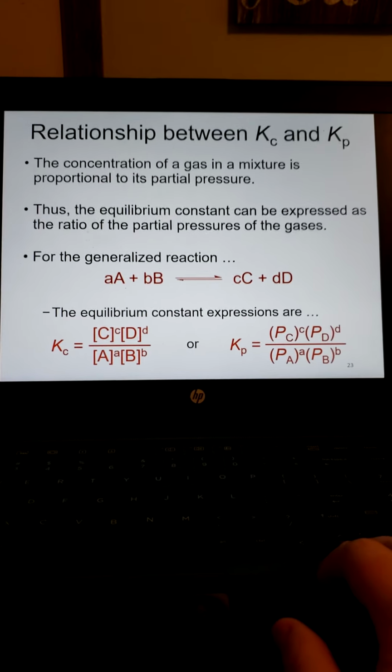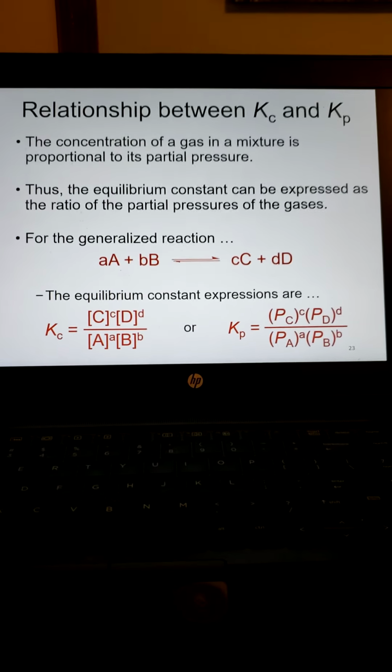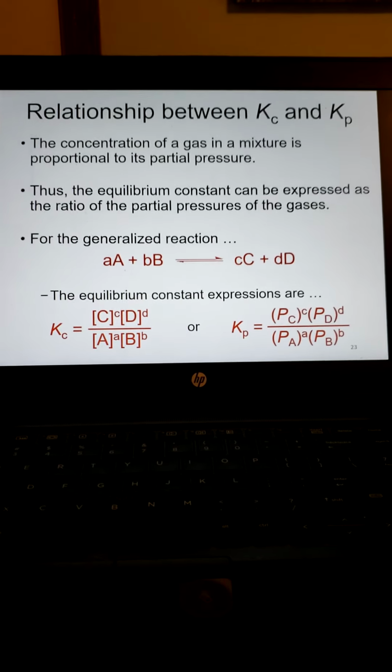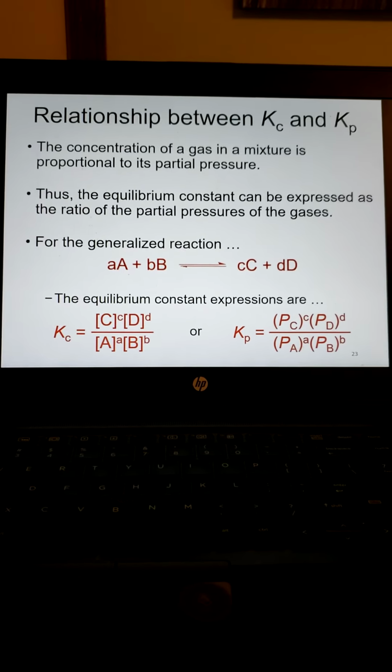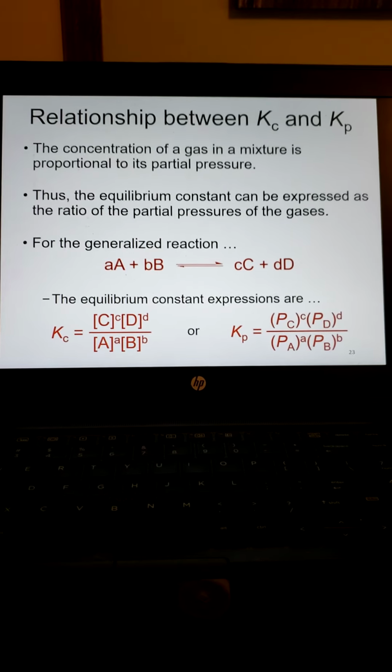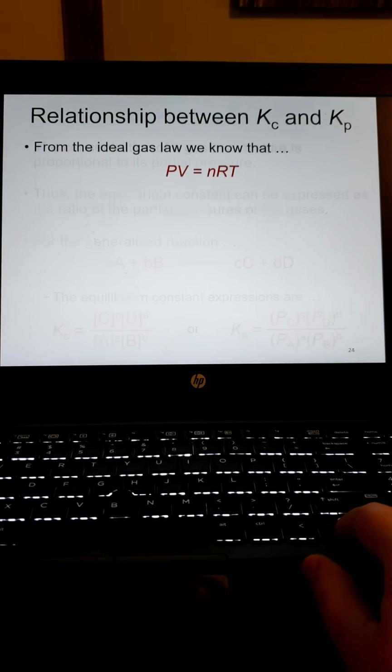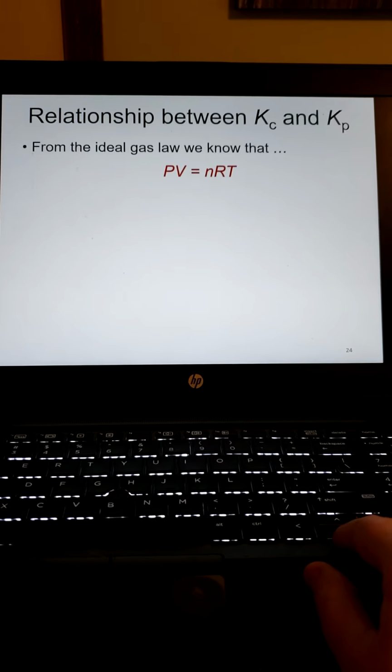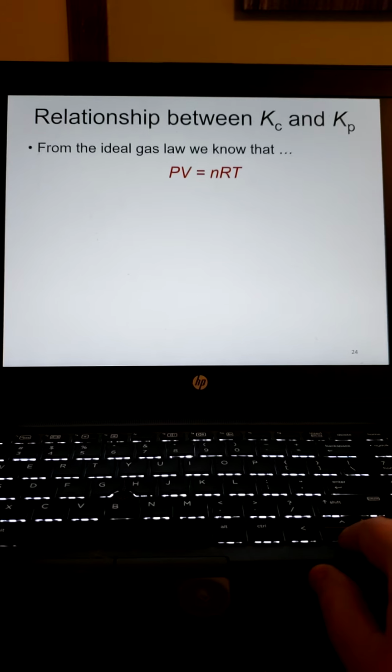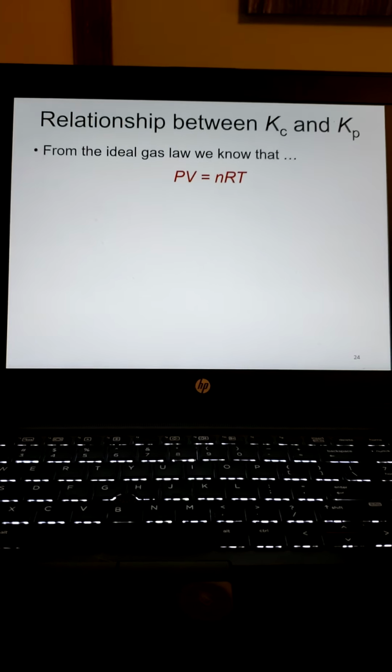Now, but how do we relate KC to KP? Like, what if you know one and you want to know the other? They're not necessarily equal numerically. So let's talk about that. So let's first talk about how we might relate the two together. Well, why not go to PV = nRT, right?